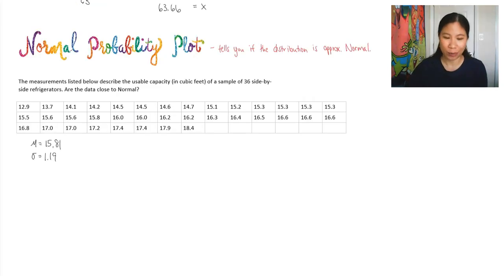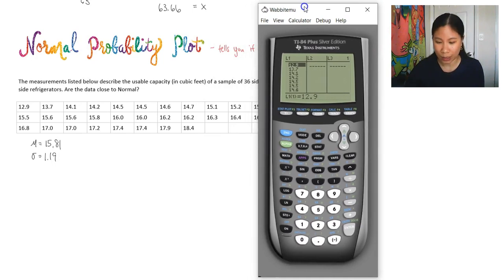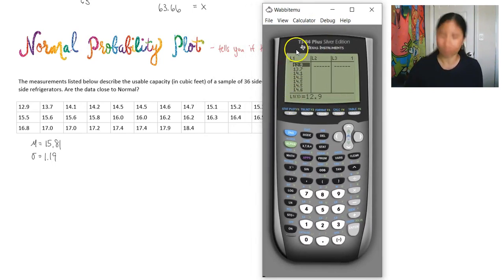So in this example, we've got measurements that describe the usable capacity in cubic feet of a sample of 36 side-by-side refrigerators. Those are the refrigerators that open like this. Are the data close to normal? Here's all the data. I calculated some things already. The mean is 15.81, and the standard deviation is 1.19. In order to make a normal probability plot, we need to calculate the z-scores for every single data point, which is a lot. We have 36 data points here. That takes a while, so instead we're going to use our fancy graphing calculator. The first thing we want to do is type all our data values into a list. Did that.